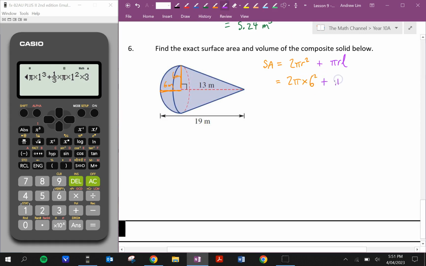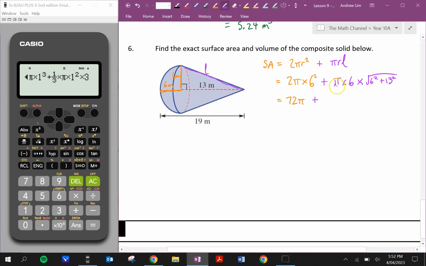So radius is 6, plus pi times 6 times the slant height. Now we're not given a slant height, so it looks like we need to work it out using Pythagoras. Again, that's a hypotenuse, so we need to add. So the square root of 6 squared plus 13 squared. Now because we want exact, I'm not going to type pi in my calculator. I'm just going to type 2 times 6 squared, which will be 72. So that's 72 pi.